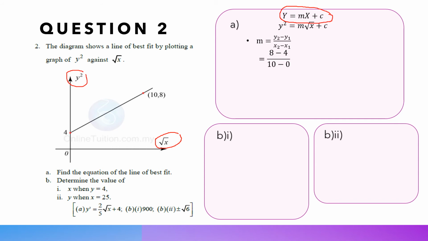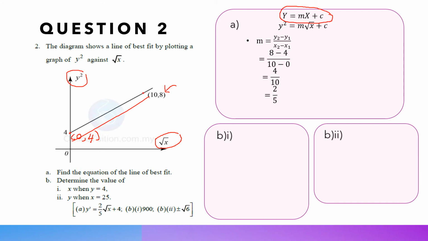So you have this point, 10 and 8. And then another point here. So what is the point here? Your x is 0. Your y is 4. So your y2, let's say 8. So 8 minus 4 over 10 minus 0. So you get the answer 4 over 10, and you simplify it, it becomes 2 over 5.